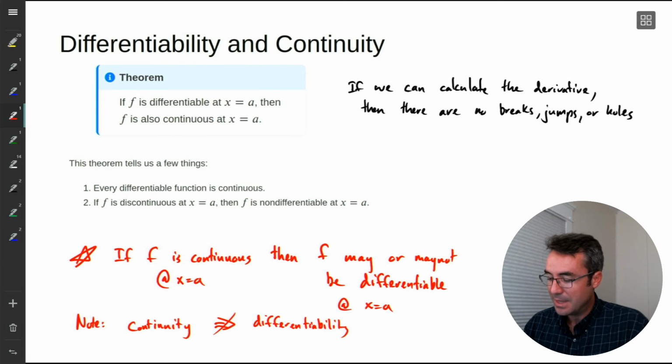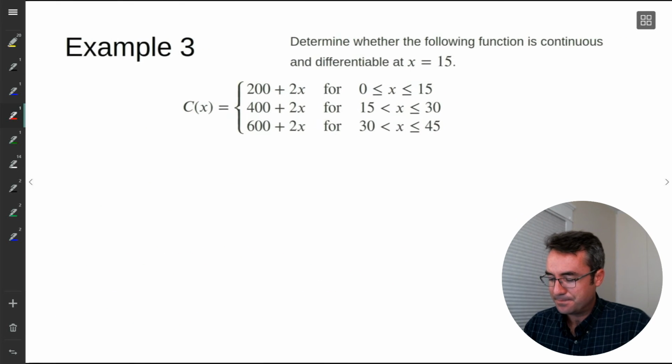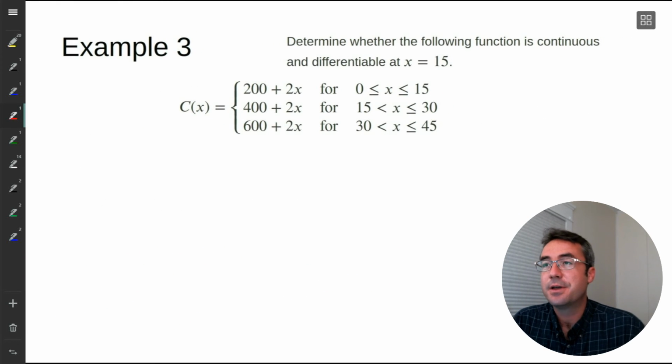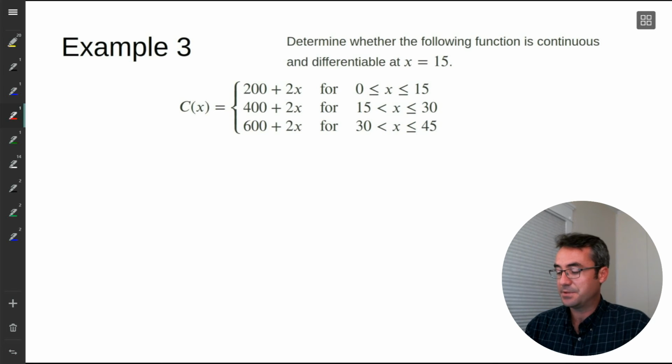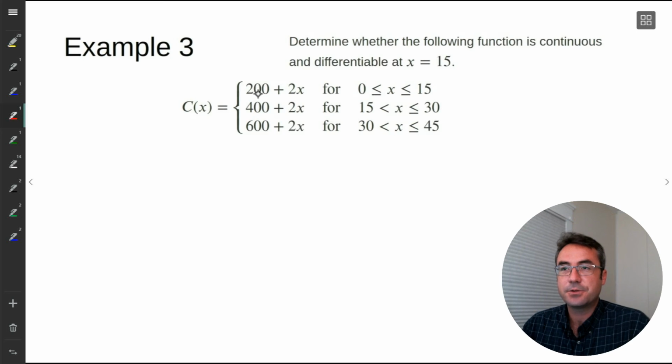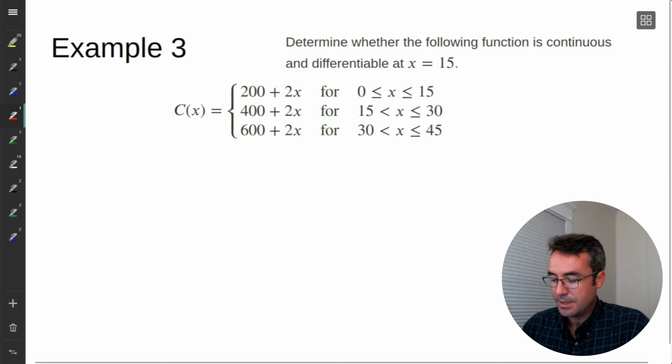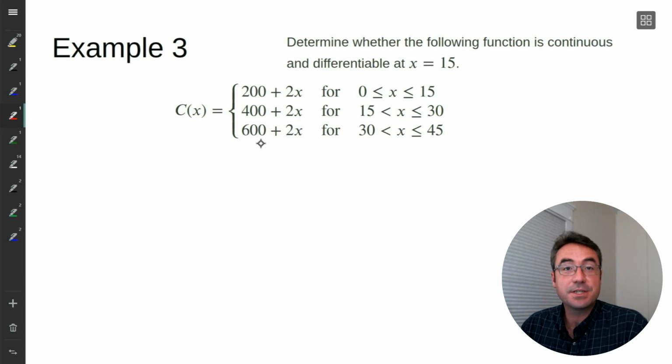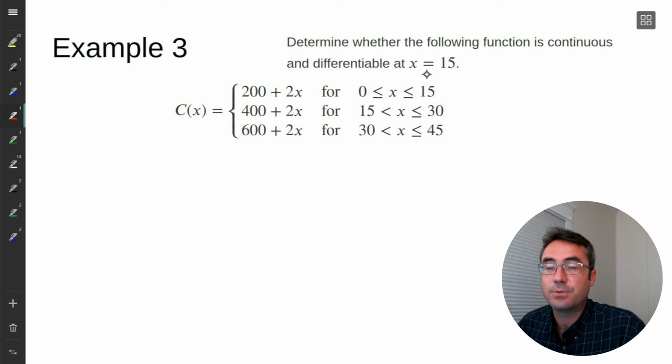Okay. Just try one more example. Example 3, we're going to determine whether this function is continuous and whether it's differentiable at x equals 15. And it's a piecewise function. And we see that there's different pieces here, 20 plus 2x, 400 plus 2x, 600 plus 2x. And then we have these different pieces. So x between 0 and 15, x between 15 and 30, and then x between 30 and 45. We're interested for this example in x equal to 15.